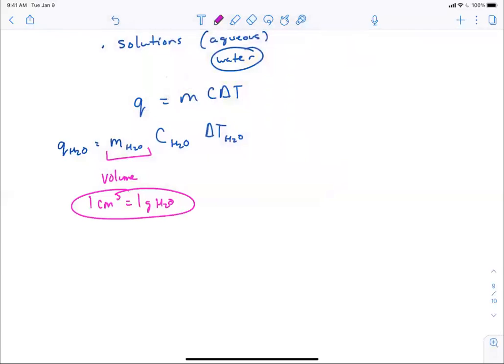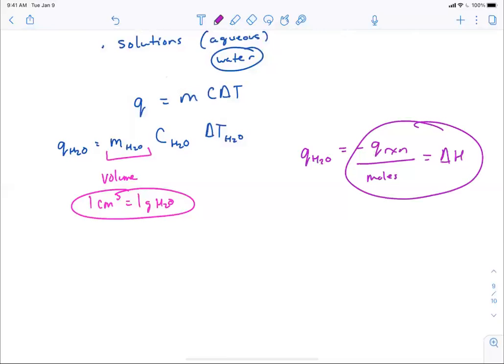Okay. Now, once you figure out Q of the water, that's the opposite of the Q of the reaction. So whatever's happening to the water, temperature going up, the water getting hotter, that means the reaction is releasing heat to the water, and that's why that occurs. And so you have to remember that the sign is opposite for the Q of the reaction. And when you divide that Q of the reaction by moles of reactant, that gets you enthalpy. Okay.